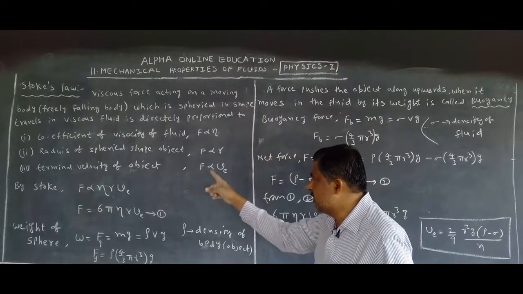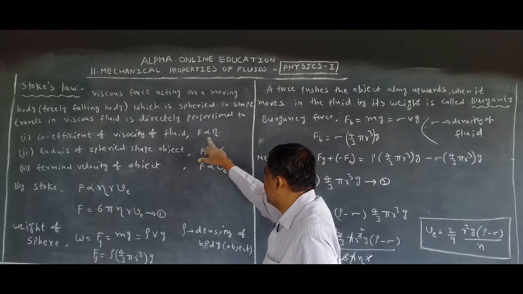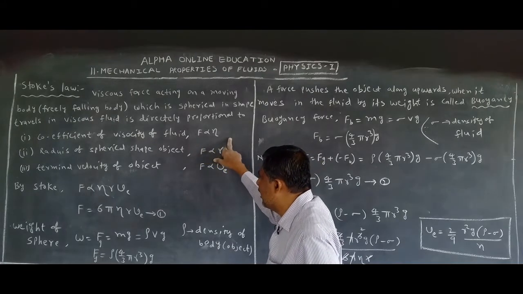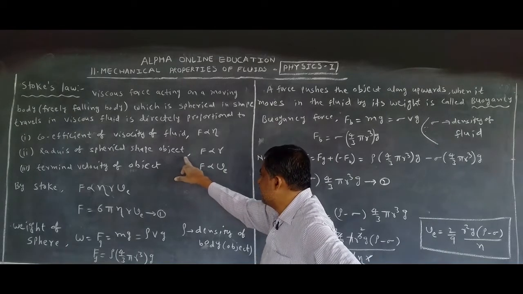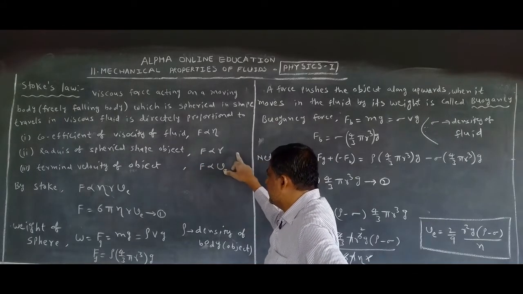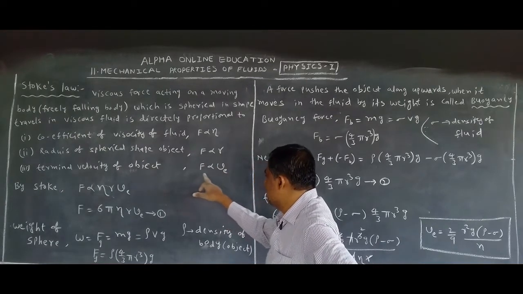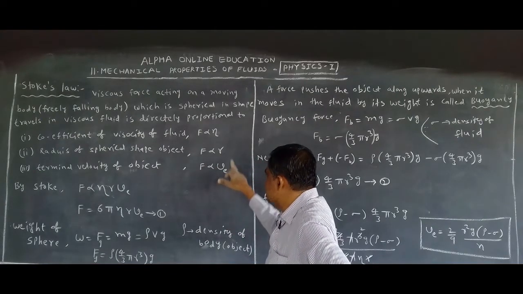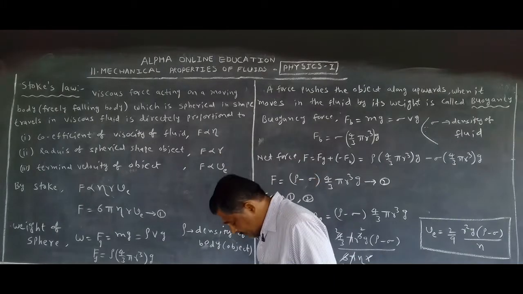number 1, the coefficient of viscosity of the fluid, F proportional to eta. Second, the radius of the spherical object, F proportional to r. Third, the terminal velocity of the object, F proportional to v_e. These three are from Stokes' observation.